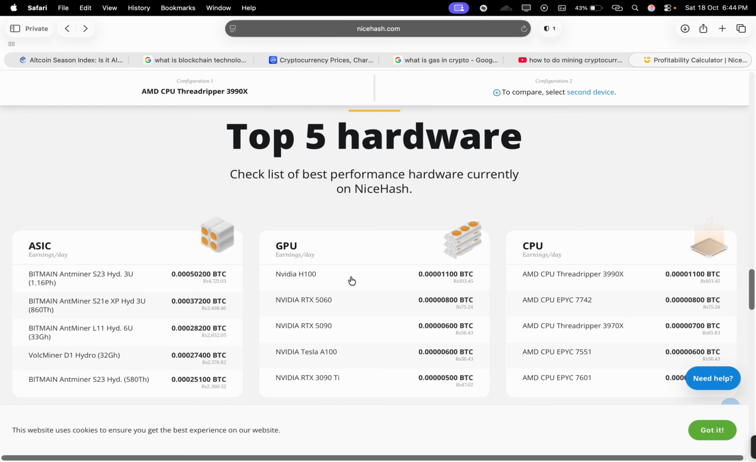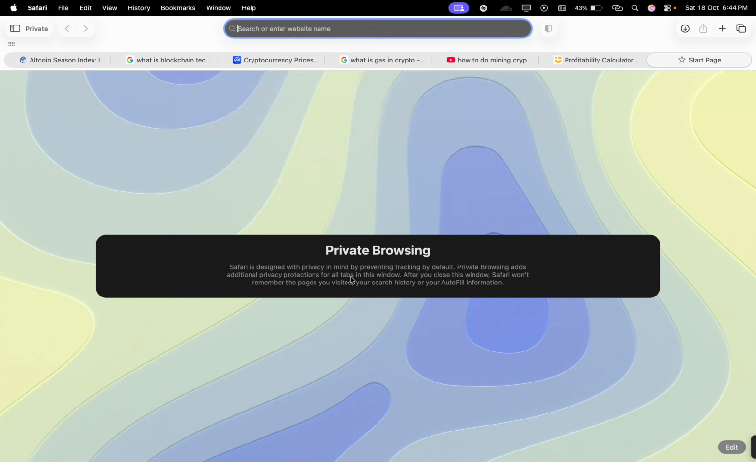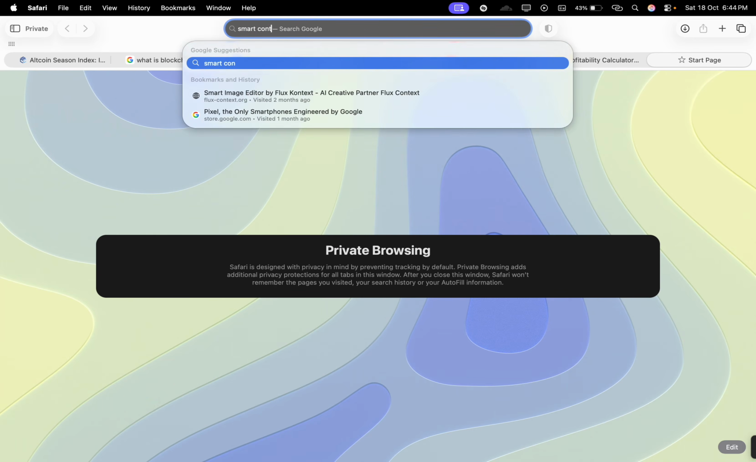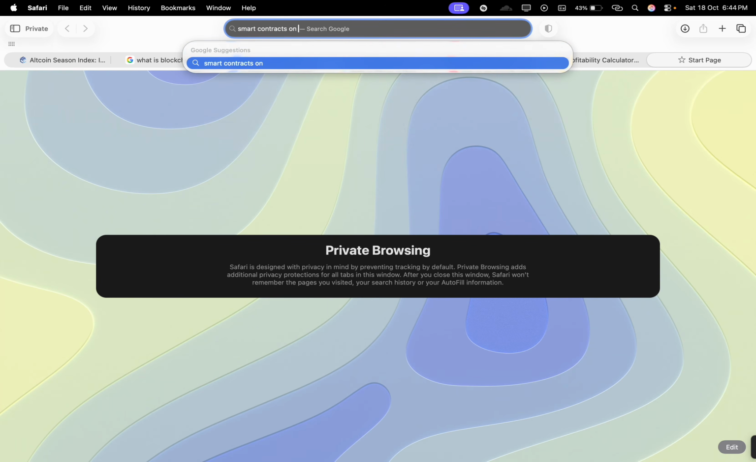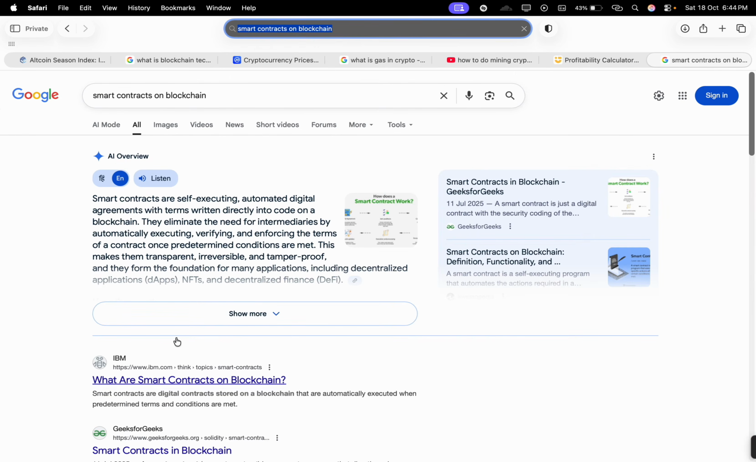So guys, there is a concept called smart contracts. If you are not from a programming background, it may be a little bit complicated, but if you are investing money, there's no need to understand this in depth. I will give you just a basic understanding. If you search smart contracts on Google, this was basically introduced by Ethereum, and it's an automated digital agreement, or you can say a program. It's logic based.